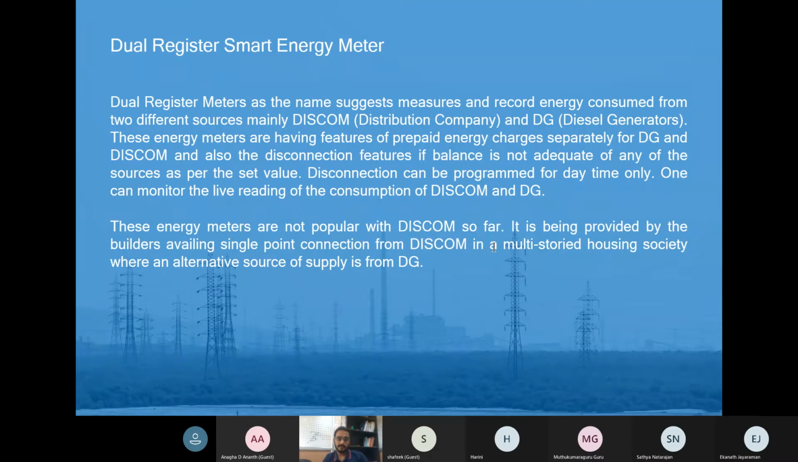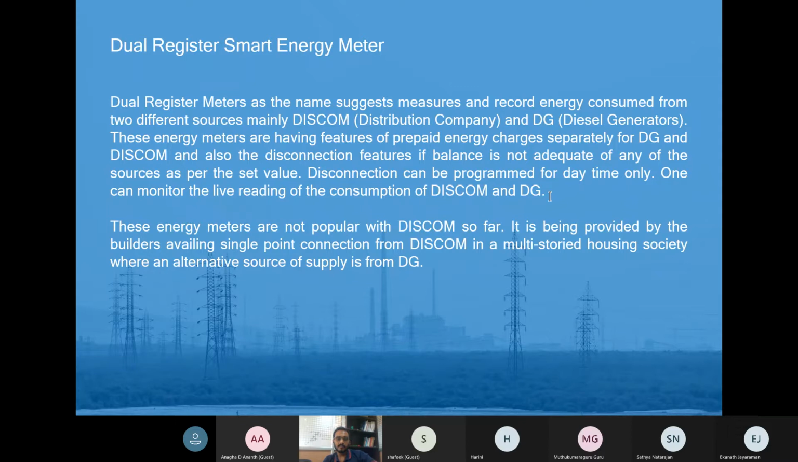Dual register smart meters. Dual register smart meters, as the name suggests, measure and record energy consumption from two different sources, mainly DISCOM, that is the distribution company, and DG, the diesel generators. These energy meters have features of prepaid energy charges separately for DG and DISCOM, and also disconnection features if the balance is not adequate for any of the sources per the set values.